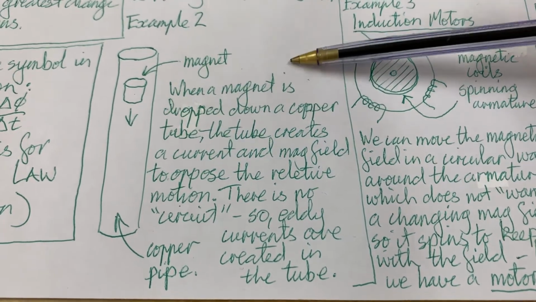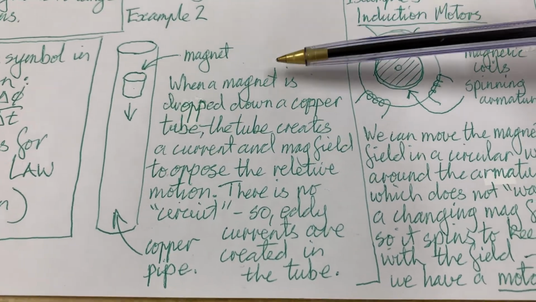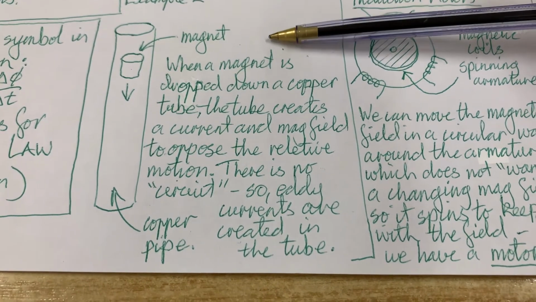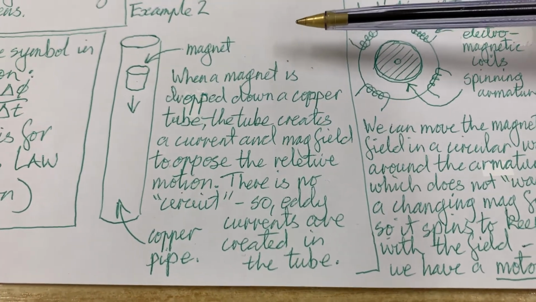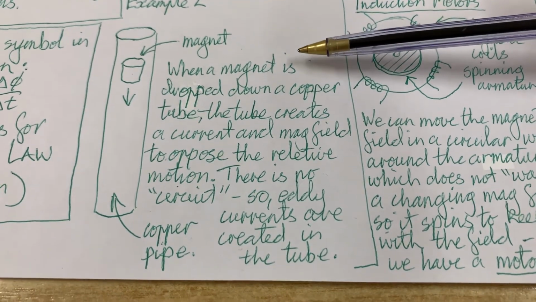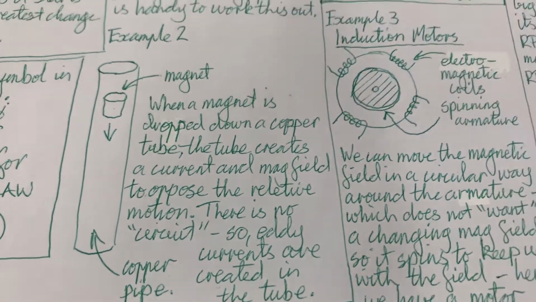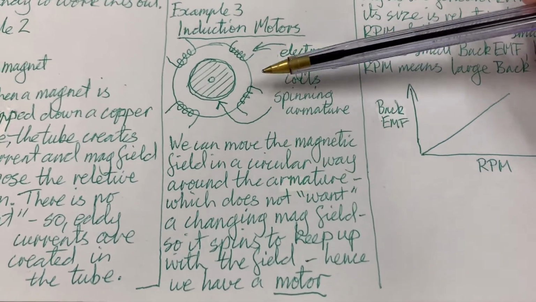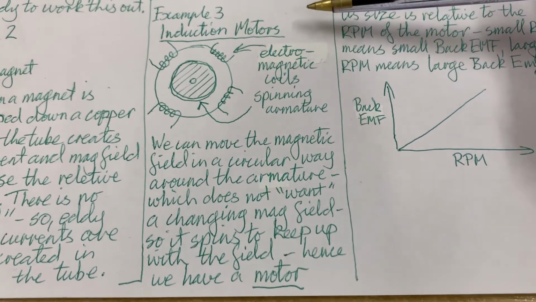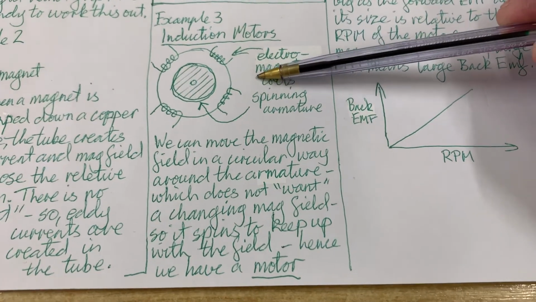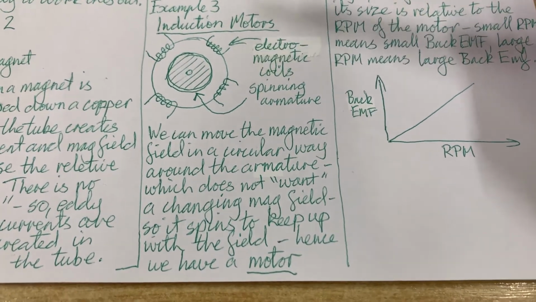So here's another example of opposing. This is Lenz's law used to describe why a magnet drops through slowly, because it's opposing the motion or the relative change of magnetic field. I do have an example 3 over here, and that's in induction motors. Many of you haven't spent much time in learning about induction motors. This is the use of Lenz's law, but in a different way.